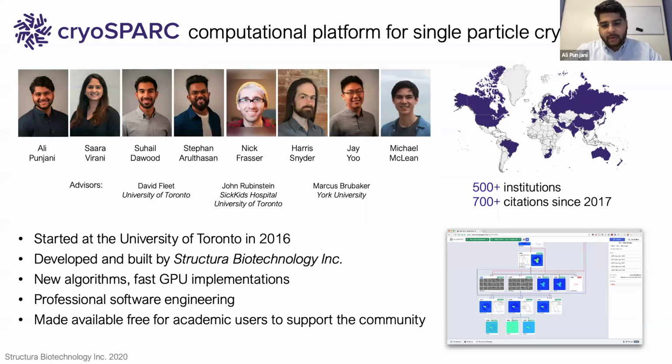We see single particle EM continuing to grow in adoption and capabilities in many biological contexts, and our goal is to support the cryo-EM community with the best possible tools and workflows that we can provide, which is why our team spends a lot of time and energy continually improving cryoSPARC and distributing it freely for academic users, and it's also available for commercial use through our company.